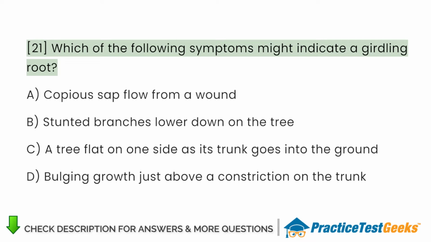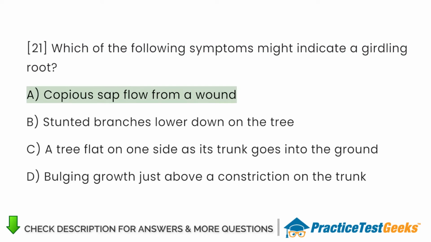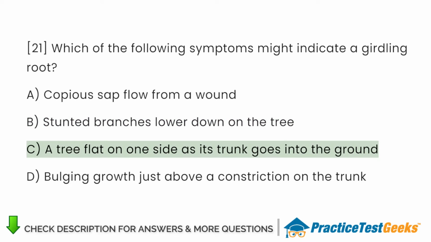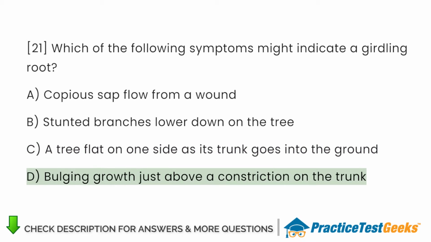Which of the following symptoms might indicate a girdling root? A. Copious sap flow from a wound. B. Stunted branches lower down on the tree. C. A tree flat on one side as its trunk goes into the ground. D. Bulging growth just above a constriction on the trunk.